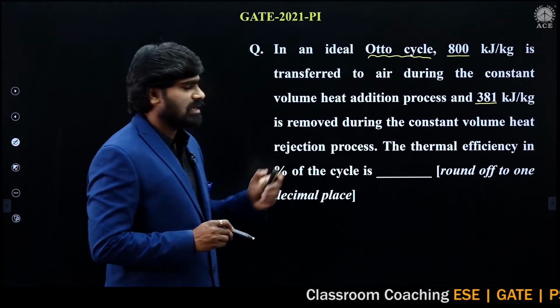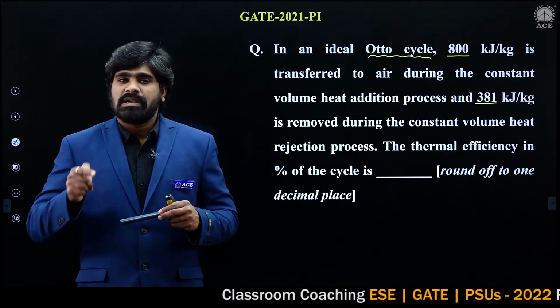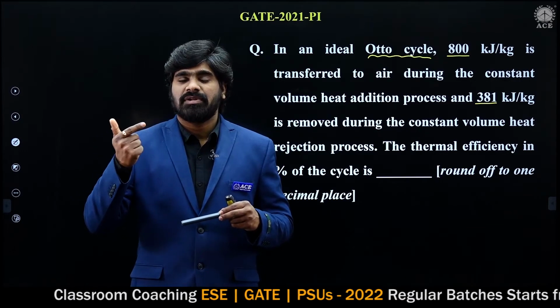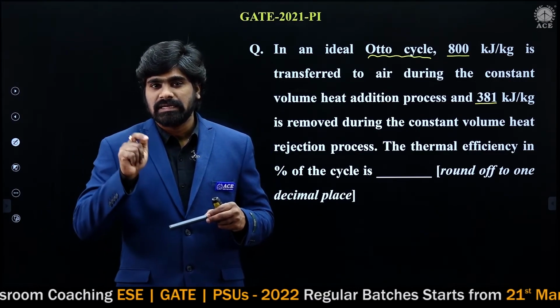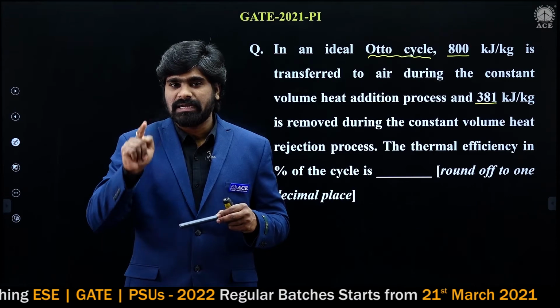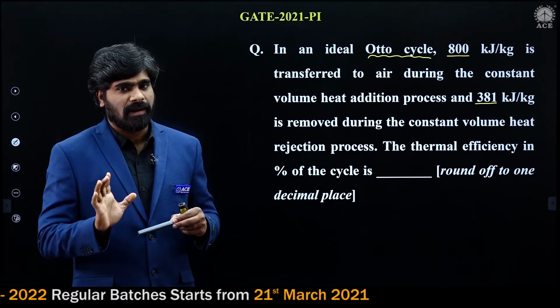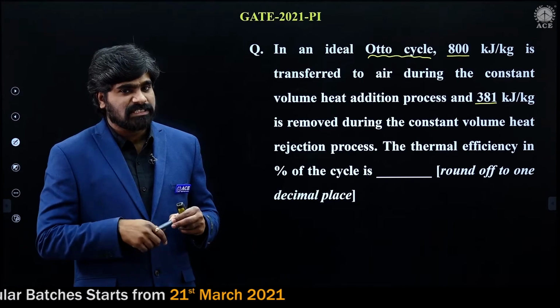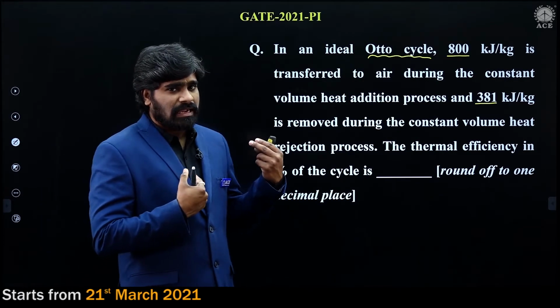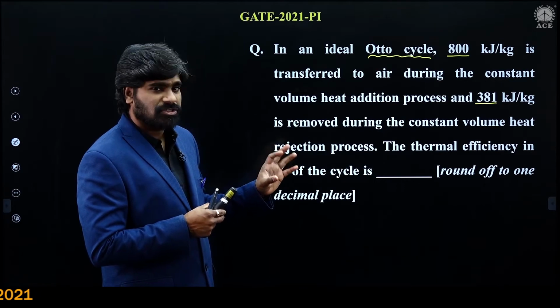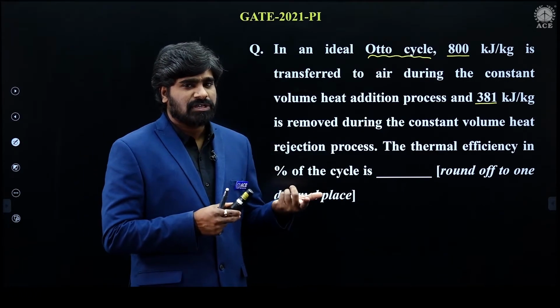See, actually the Otto cycle is given. What is the efficiency of the Otto cycle? Efficiency of the Otto cycle is equal to 1 minus 1 by r power gamma minus 1, where r is the compression ratio and gamma is the adiabatic index, that is 1.4 for air because it is an air standard cycle. But in this problem, my dear students, the compression ratio is not given. If the compression ratio is not given, we can calculate it.